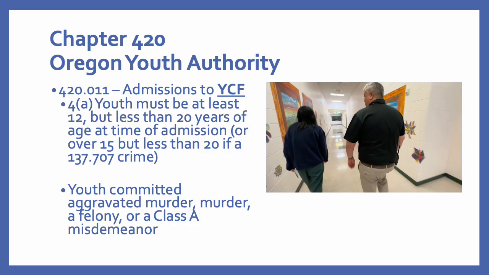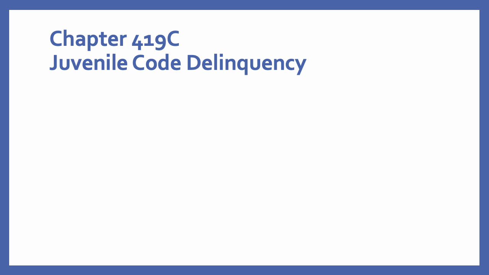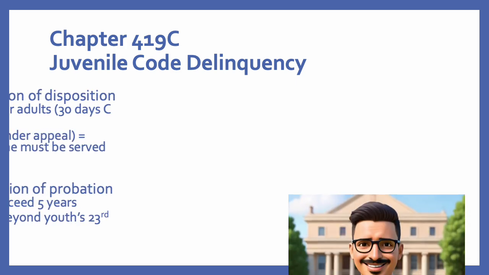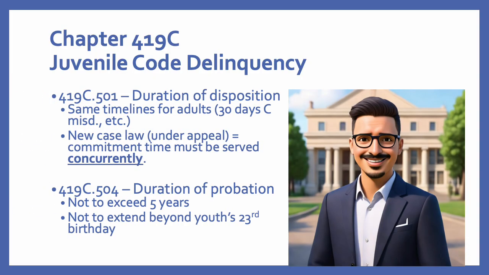Under 137.707, there are mandatory minimum sentences for certain juvenile offenders that have to be waived to the adult court. These sentences do not apply to youth under age 15. Chapter 419C, the Juvenile Code, delinquency continued. 419C.501, Duration of disposition. These are the same timelines as for adults for each type of offense, such as 30 days for C misdemeanors, 12 months for an A misdemeanor.